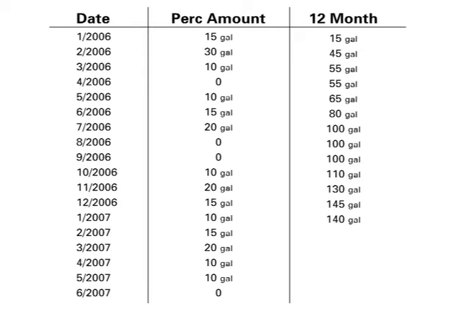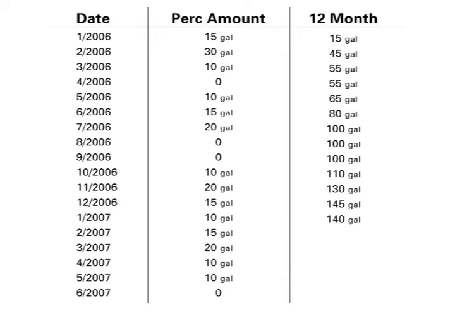Let's just say in January of 06 you purchased 15 gallons. In February you purchased 30, 10, 0, 10, 15, 20, 0, 0, 10, 20, 15, 10, 15, 20, 10, 10, 0.